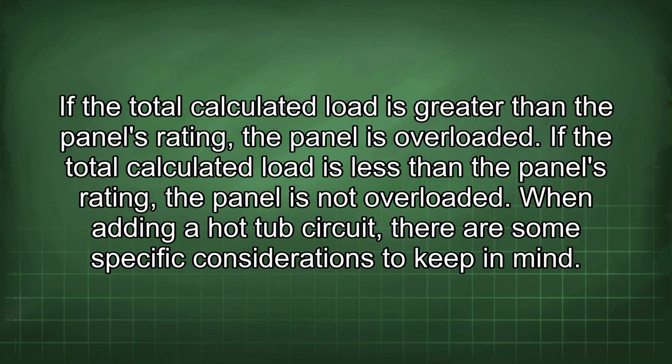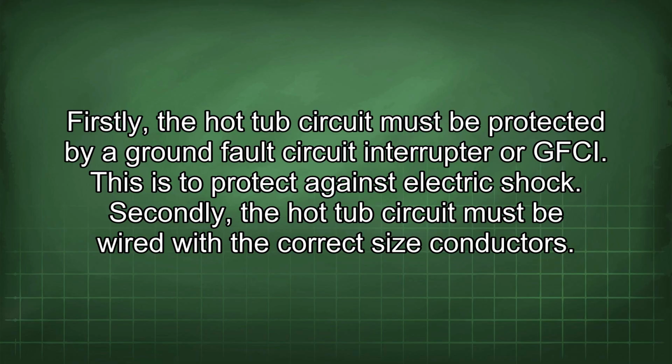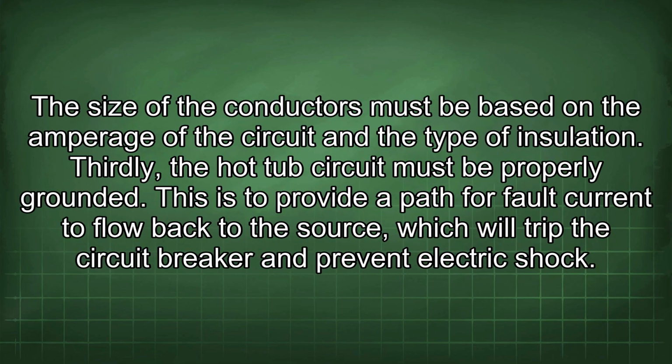When adding a hot tub circuit, there are some specific considerations to keep in mind. Firstly, the hot tub circuit must be protected by a ground fault circuit interrupter, or GFCI. This is to protect against electric shock. Secondly, the hot tub circuit must be wired with the correct size conductors. The size of the conductors must be based on the amperage of the circuit and the type of insulation. Thirdly, the hot tub circuit must be properly grounded. This is to provide a path for fault current to flow back to the source, which will trip the circuit breaker and prevent electric shock.